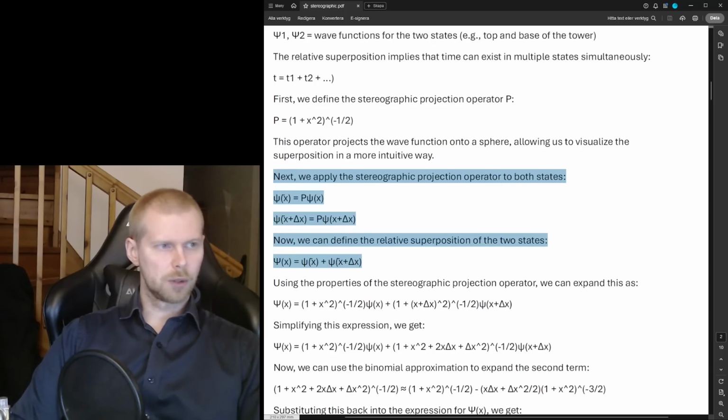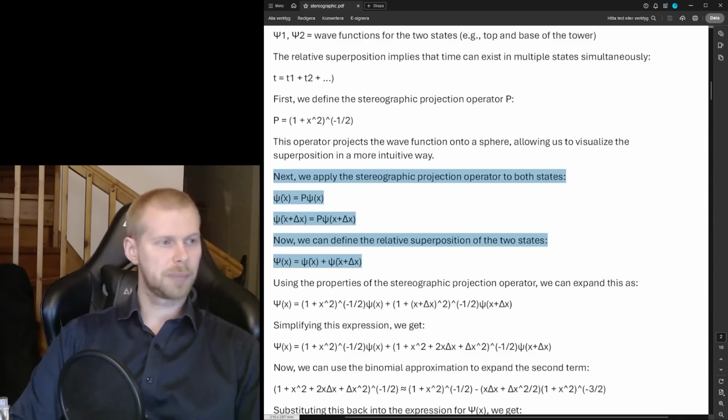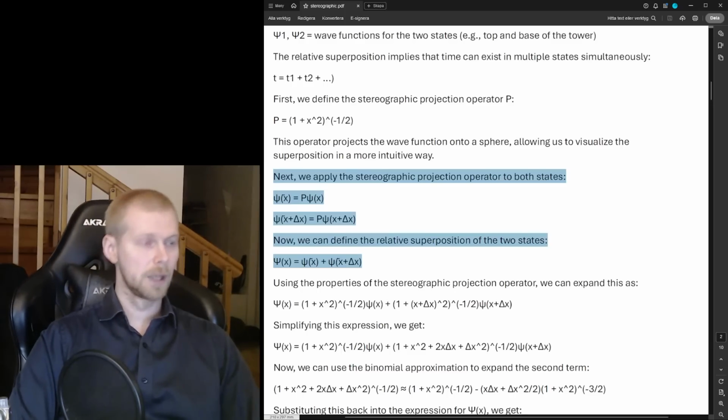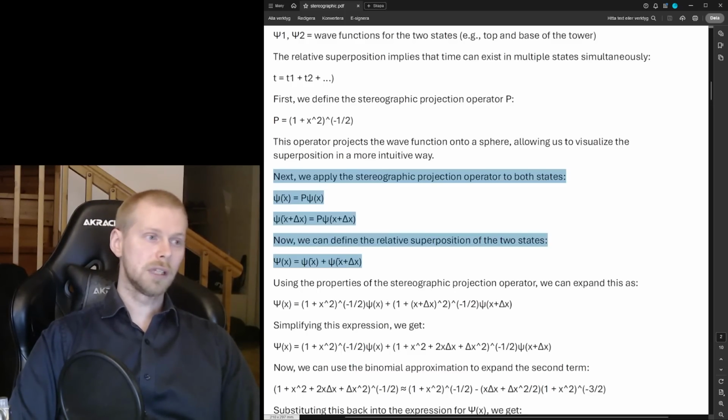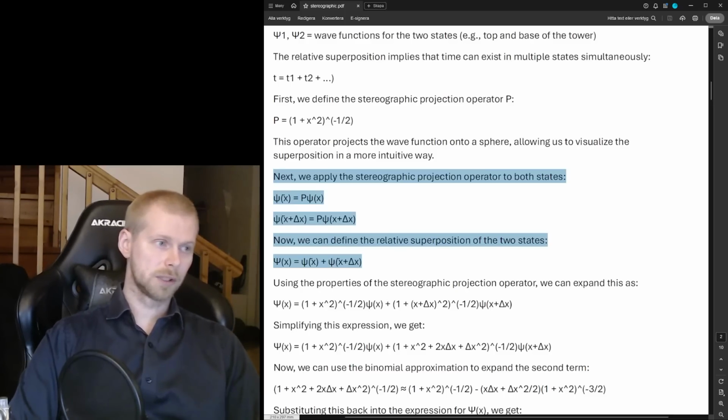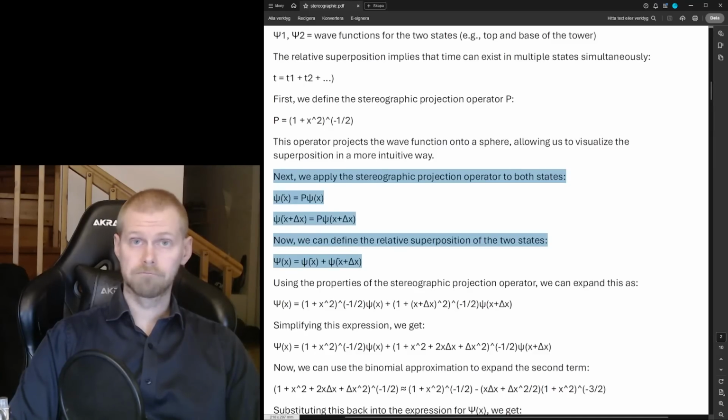Next, we apply the stereographic projection operator to both states. Psi tilde of x equals P psi of x. Psi tilde of x plus delta x equals P psi of x plus delta x. Now we can define the relative superposition of the two states. Psi of x equals psi tilde of x plus psi tilde of x plus delta x. Everybody got that? Yeah, sure.